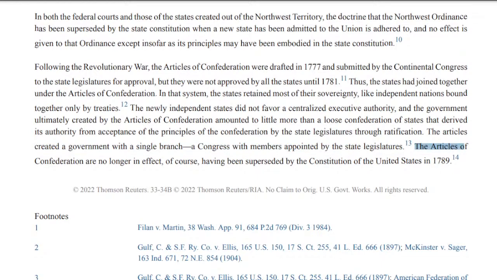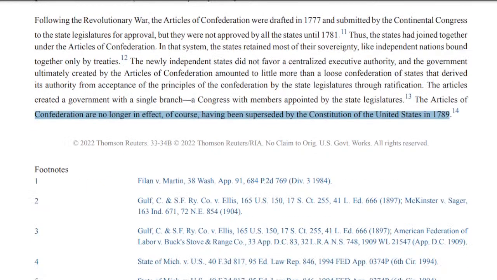The Articles of Confederation are no longer in effect, of course, having been superseded by the Constitution of the United States in 1789. So we had a nice little period between 1777 and 1781, right, where they had joined under the Articles of Confederation. So it wasn't until 1789 that they were able to get all the states under the Constitution of the United States.